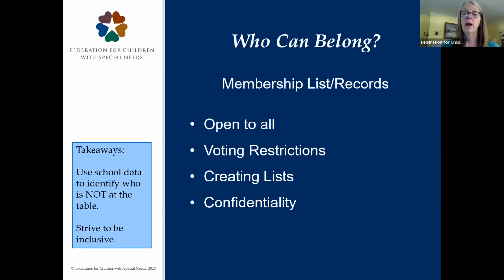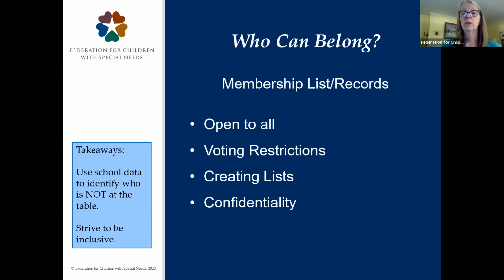Your bylaws might have some voting restrictions so that everyone's a member, but only certain people, the parents of students with children with disabilities, are the voting members. You should be creating your own lists. We talked about that a little bit, so that you have ways of contacting and sending out information to your families. And I hope that you respect their confidentiality. The takeaway is to use school data that's available on the Department of Elementary and Secondary Education's website, and that will identify who's not at the table.